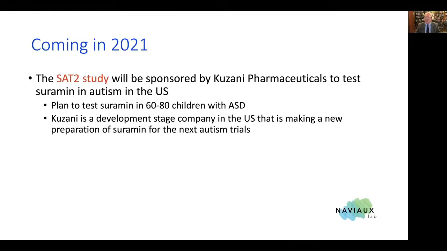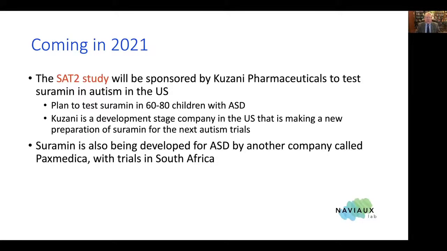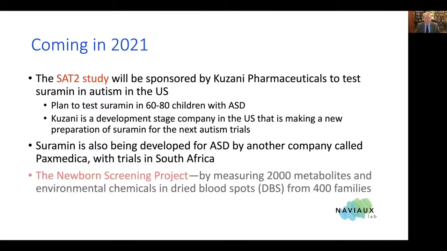That's a development company in the US to test Suramin for the treatment of autism. And we plan to test 60 to 80 children with autism at about 3 different sites. And Kuzani is just a development stage company in the US that is dedicated to making a new preparation of Suramin for the next autism clinical trials. But Suramin's also being developed for autism by another company called Pax Medica, with ongoing trials in South Africa.